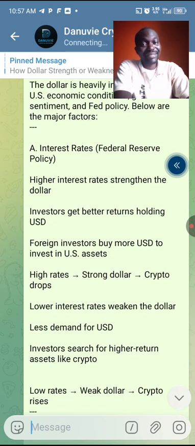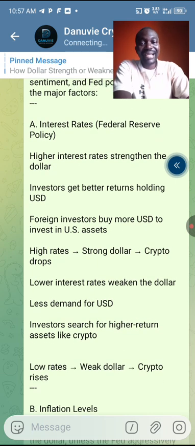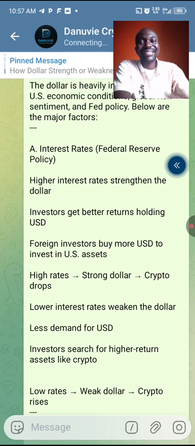A is interest rates, now, Federal Reserve policy. Higher interest rates strengthen the US dollar. Now, if you ask, what is interest rates? Interest rate is simply the rate you pay whenever you go to the bank to acquire a loan. Just like you are going to take a loan of 1 million naira and the bank is charging you 10% interest. That 10% is the interest rate.